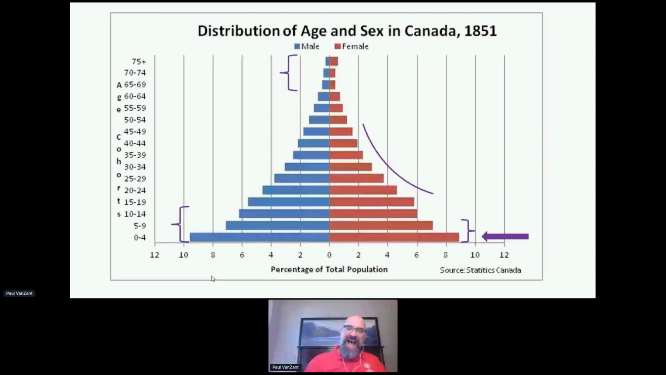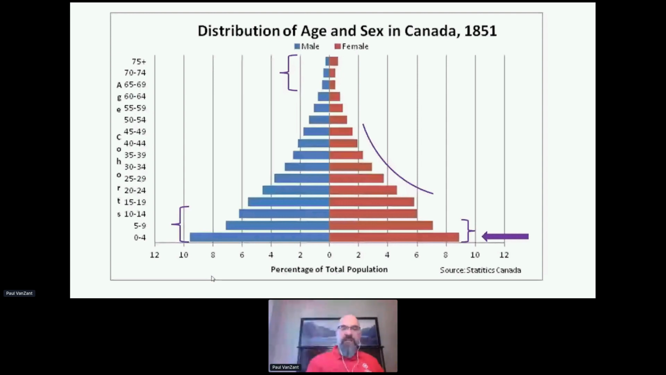And that gap in the first two bars would be an indication that our infant mortality rate is actually quite high at this time. The fact that our pyramid narrows so quickly, we know that there's a fairly significant death rate. And we can see that also in the fact that the upper bars of our graph are fairly small. And of course, we can make some judgments here as well around the dependency load.